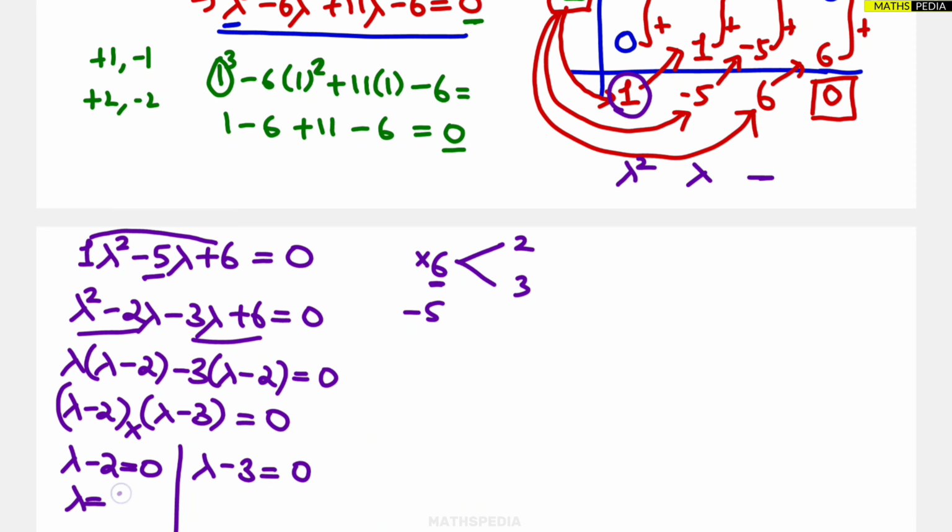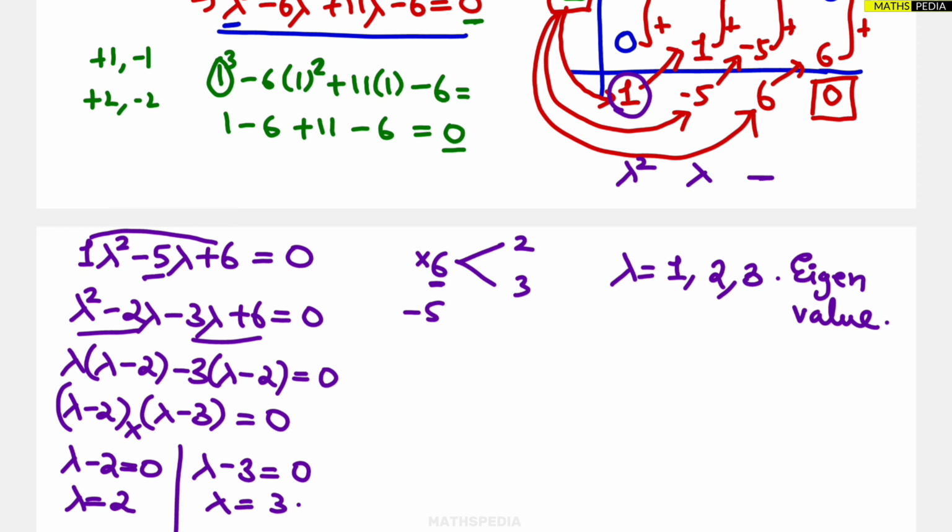From this, the lambda value is 2, and from this, the lambda value is 3. So we have got the lambda values 2 and 3. How many total lambda values will there be? The first value we took was 1, then 2, then 3. These 3 lambda values are nothing but the eigenvalues. So we have found the eigenvalues.